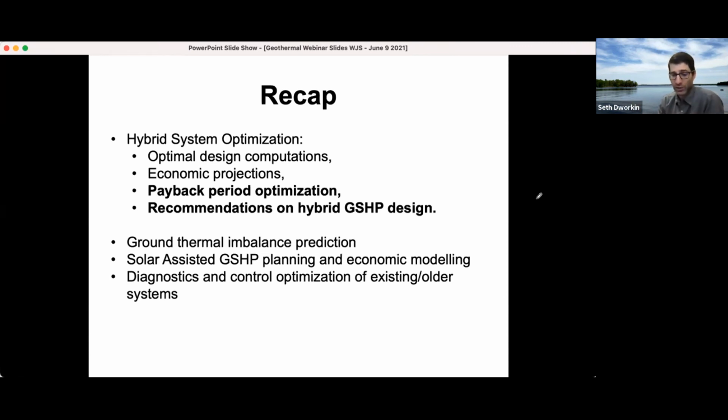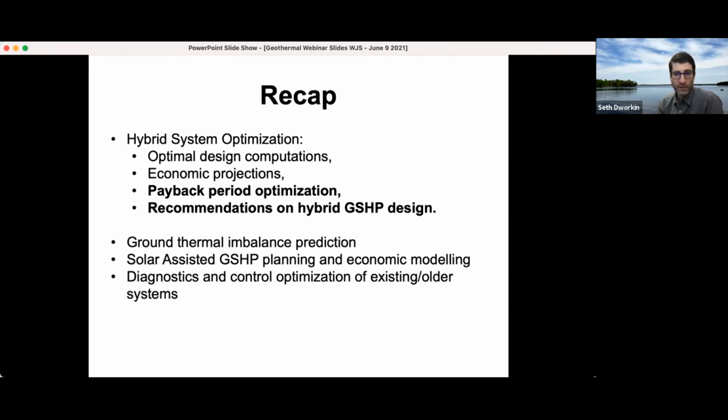Diagnostics and control optimization of existing and older systems is also very important. One, it lets us know if the system is still functioning as it was originally intended to, based on looking at what's happening with the ground temperature, what's happening with the energy flow, and also if a system is worth reinvesting in. So we'll look at systems that are sort of older generation, 25 years old, and we will say, yeah, this ground heat exchanger is actually quite healthy. Let's upgrade the heat pump, which is 20 years old. Or no, this ground heat exchanger is really unhealthy. If we're doing a retrofit, we need to have a larger solution.